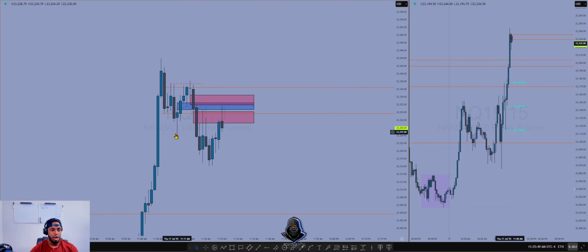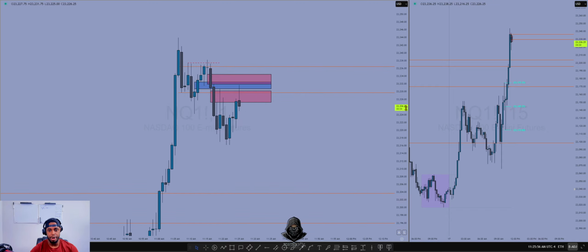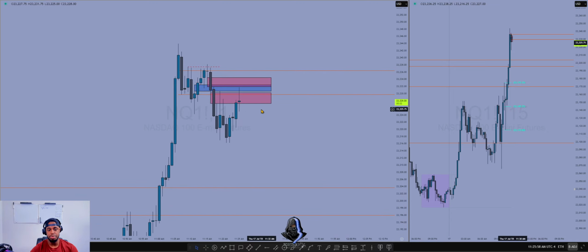Yeah, and it already took out this low here, so it can very much go for that high, then go to the downside. But it's all based on what price wants to do, because we're already in expansion to the upside. So this would be counter trend trading, because you're going against the trend, which is bullish right now.